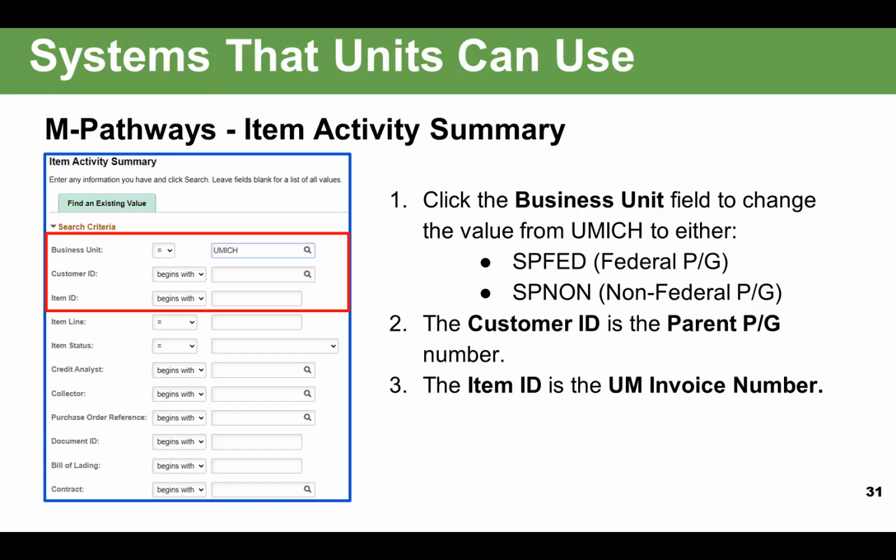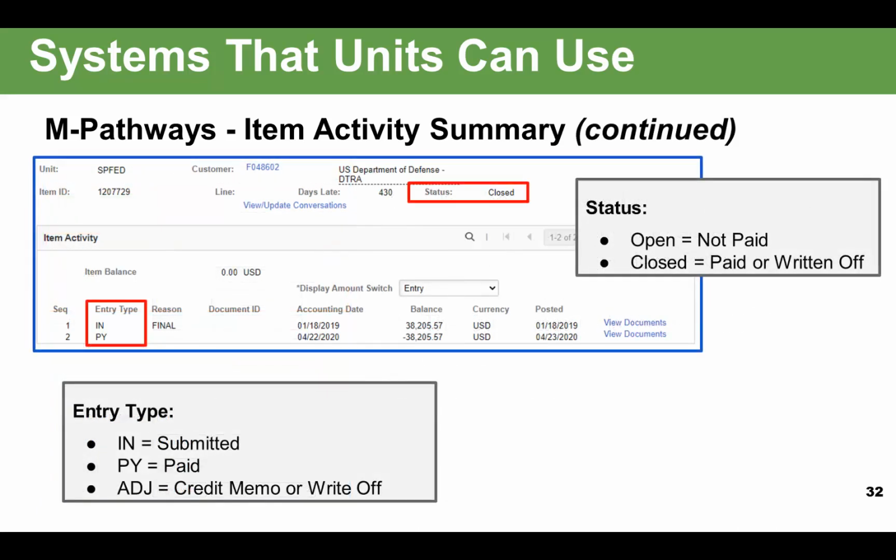When you click into an individual invoice, this is the screen that you'll see. So you'll see the PG number, the item ID, and you'll see the status. The status is usually the most important bit. Is it open? If it's open, it's not paid. That invoice is outstanding. If it's closed, that either means the invoice has been paid or the invoice has been written off. And then you'll see entry types here in the bottom. So the entry types will always start with the IN entry type. So IN means we submitted the invoice. You can see the reason we submitted the invoice. Is it a final? Is it a regular, quarterly, monthly invoice? You'll see the accounting date.